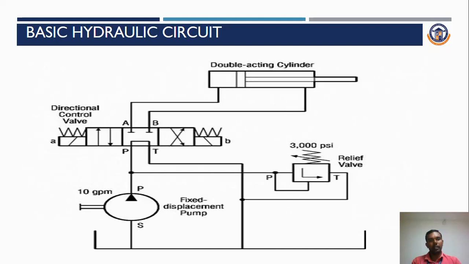when you are actuating the right hand side, how the fluid flow occurs: reservoir to pump, pump to direction control valve, from P to B. The oil at the rod end of the cylinder moves to the head position of the cylinder, and again it will be stored through A to T, which is stored into the tank. So these are the basic hydraulic circuits showing how extension and retraction will happen.